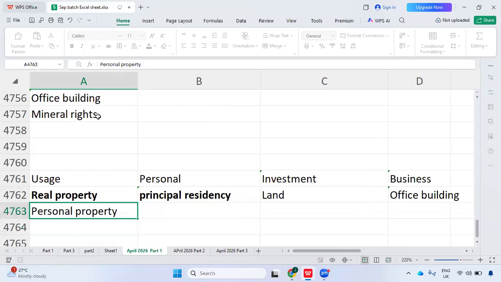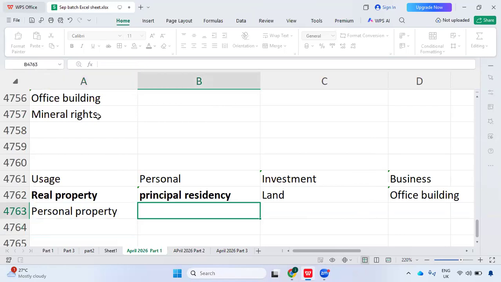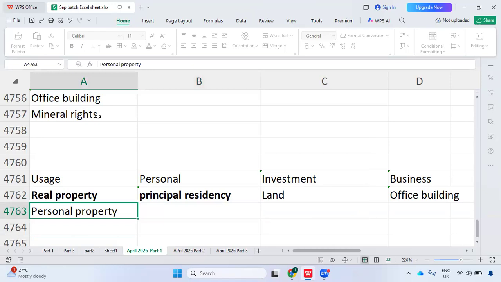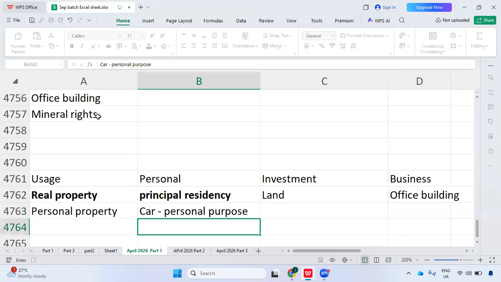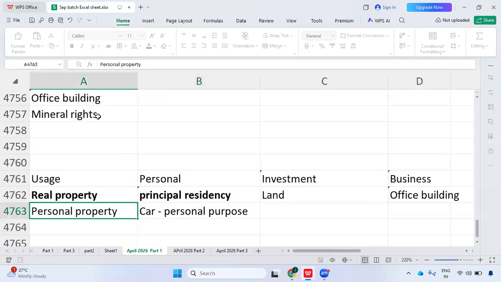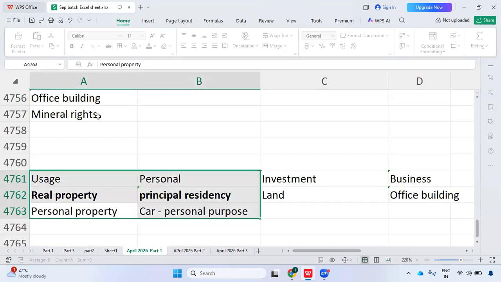Can we use personal property for personal use? Definitely, we can. Personal property we can use for investment purpose, and personal property we can use for business purpose as well. The best example of personal property for personal use is a car. The taxpayer has a car and is using it for personal purpose.